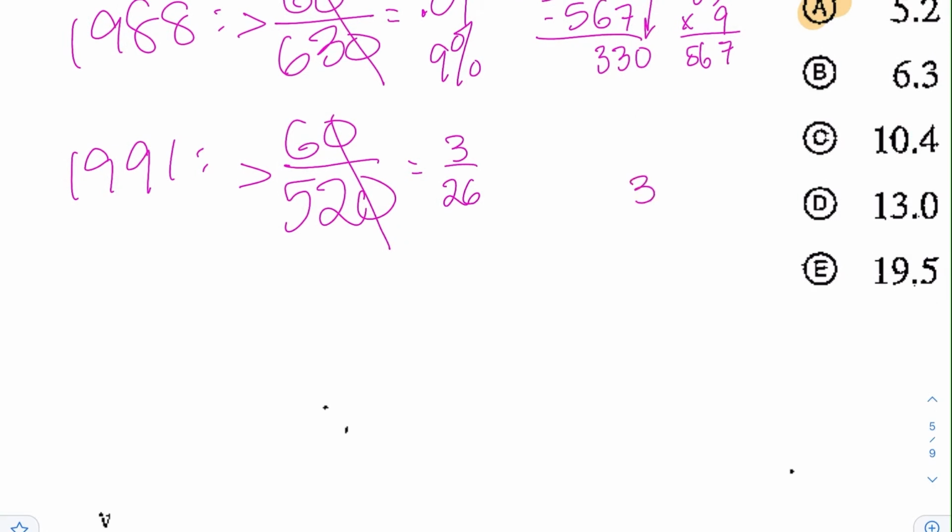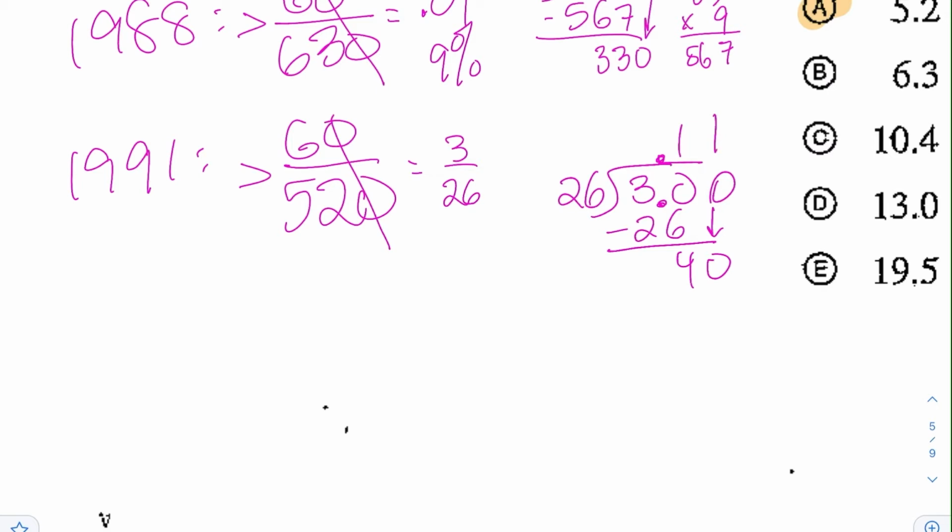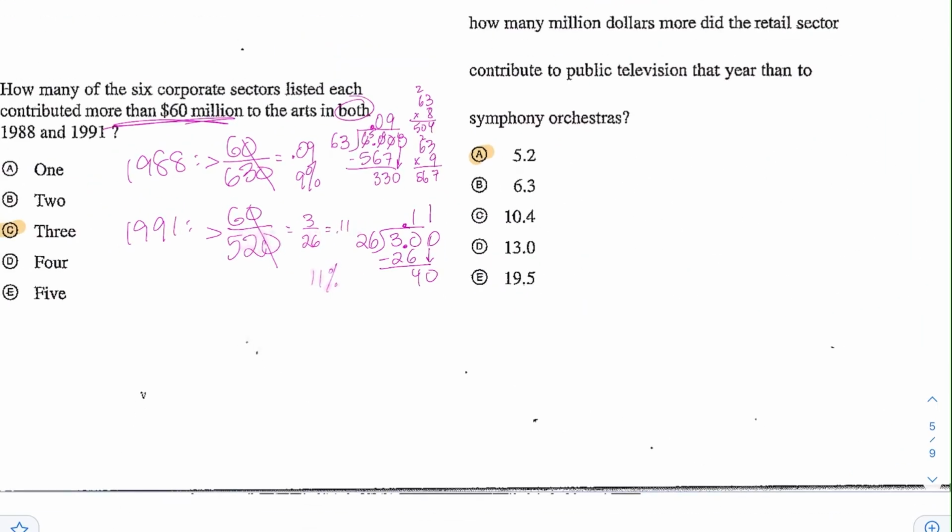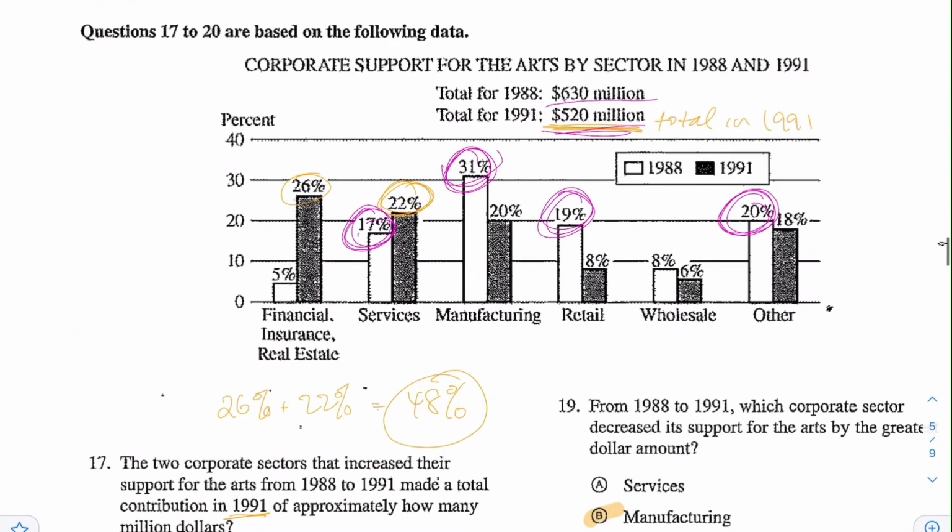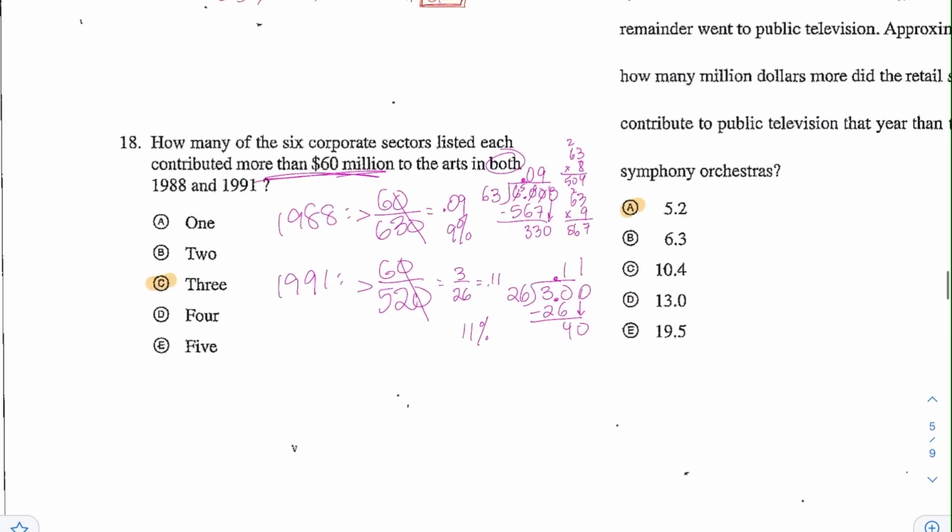So for 3 over 26, you can divide. So this would be 0.11 or about 11%. So you also want, in those 4, which one had more than 11% in 1991? And that's 22 is greater, 20 is greater. Retail doesn't work because it dropped. The second one is only 8%. And then other is also more than 11%. So you have services, manufacturing, and other. So it's going to be choice C, 3.